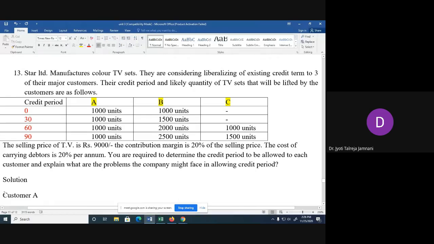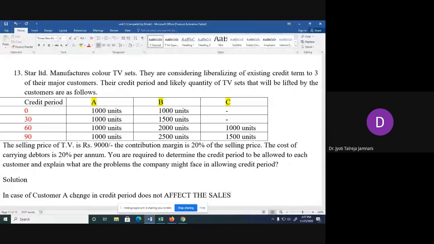In case of customer A, change in credit period does not affect the sales. Therefore, no credit period should be allowed to customer A.